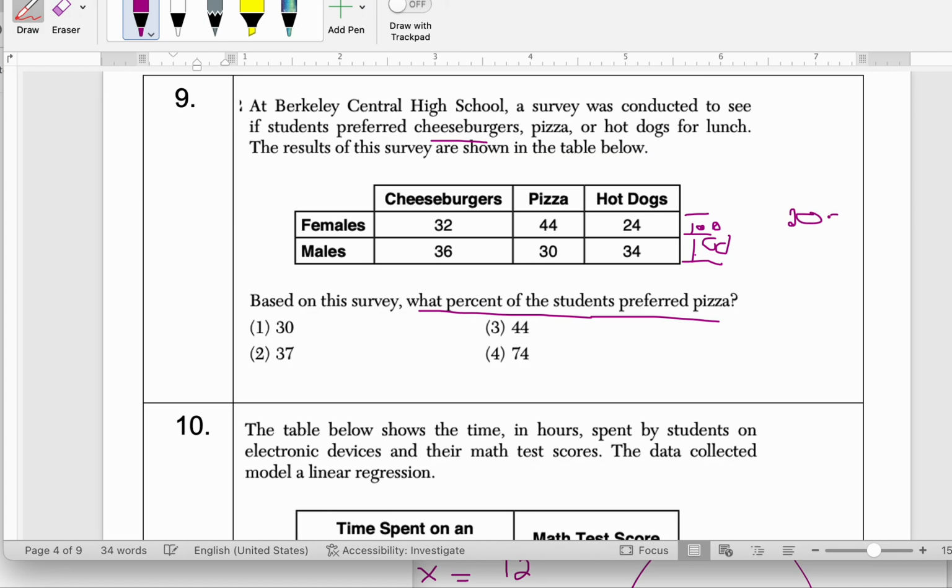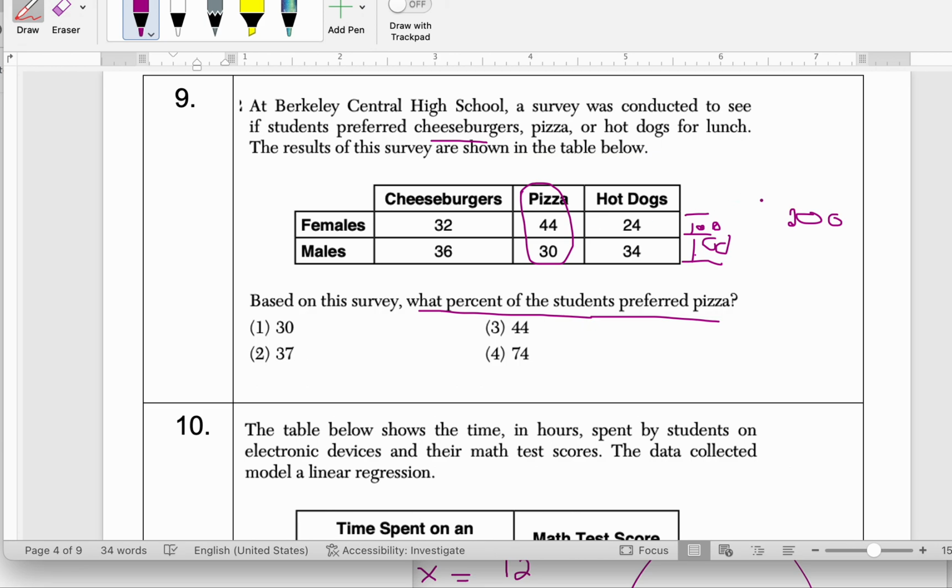You don't have to just do it by row. You're just adding everything together. You're adding all of it together and you get 200. So you know the total amount of people that were participating in this was 200. And it asks what % of students preferred pizza. So now you want the total number of students that preferred pizza. Okay, it's not asking about females or males. It's asking for out of the total and how many of all the students like pizza.